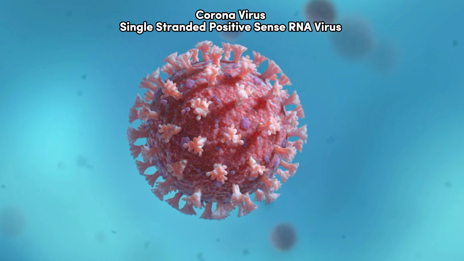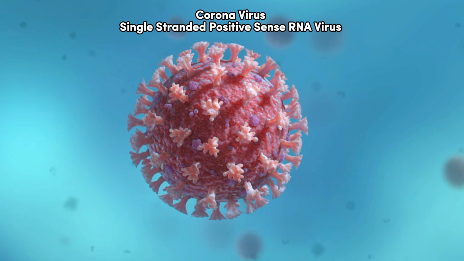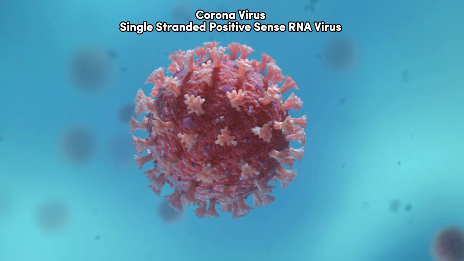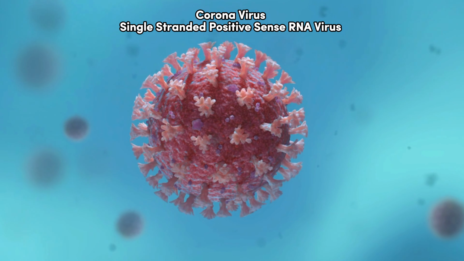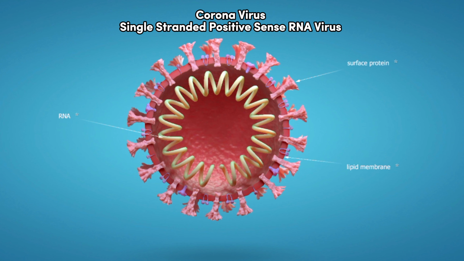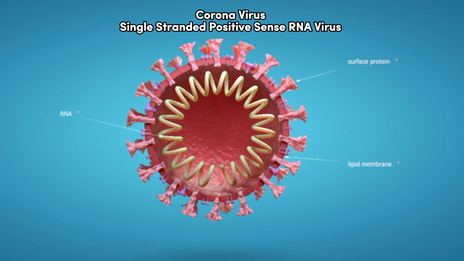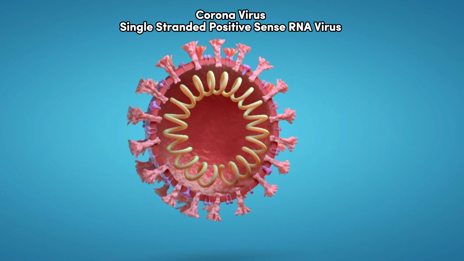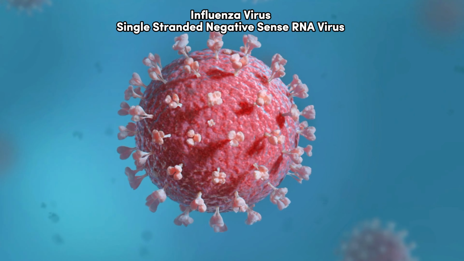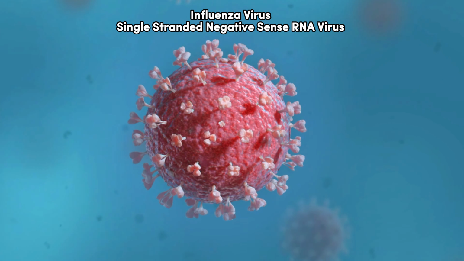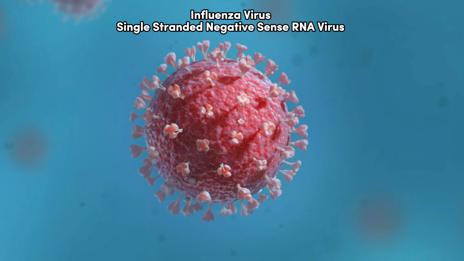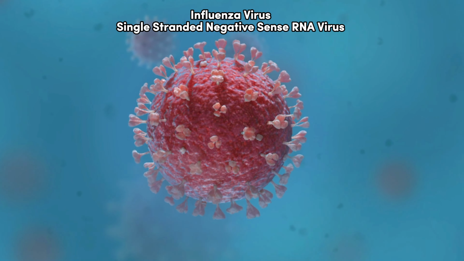Positive sense RNA viruses have a single-stranded RNA molecule that can be directly translated into proteins by the host cell. Examples include the coronavirus, hepatovirus, etc. Negative sense RNA viruses have a single-stranded RNA molecule that needs to be converted into a positive sense RNA molecule before translation. Examples: avian influenza virus, rabies virus, Ebola virus, and so on.